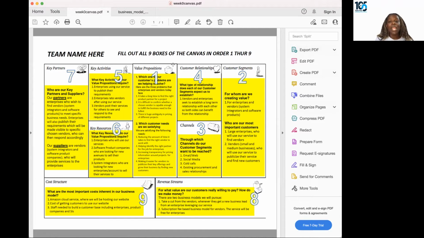And then we jump over to 2, the customer segment. And 1 and 2, sometimes you'll see them interchangeably, and I'm not even sure why they set up the canvas like this, but they always go hand in hand. The value ties to the customer.